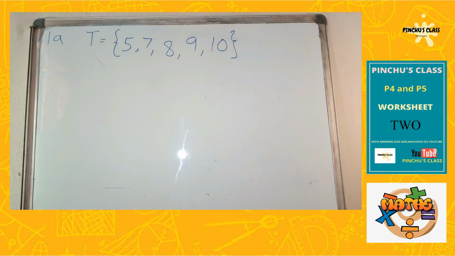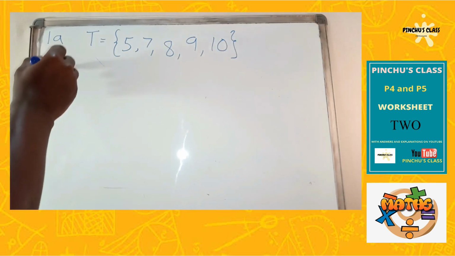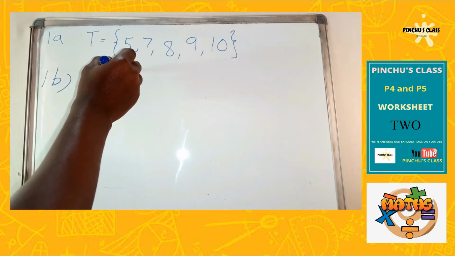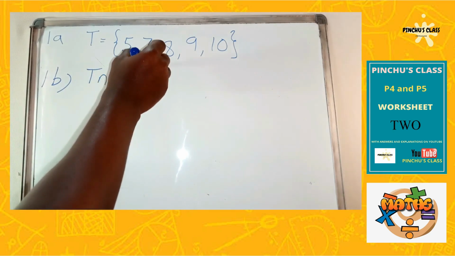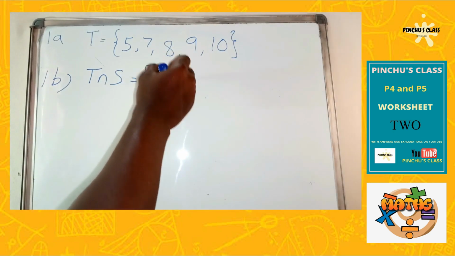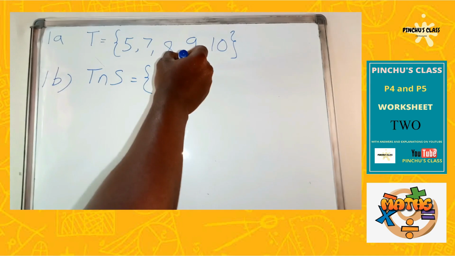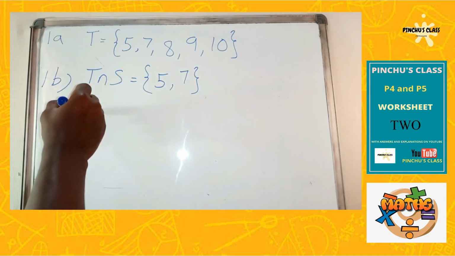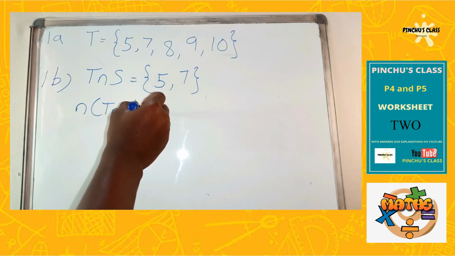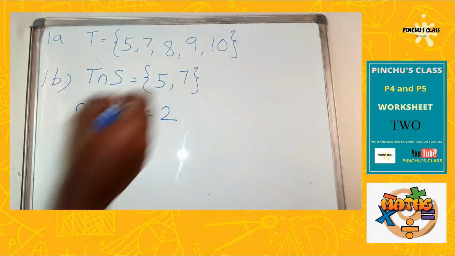That is number 1A. Then number 1B, they have told us to find the number of elements in set T intersection S. So what we're going to do is first list the members in set T intersection set S. And we shall have 5 and 7. Because we have 5 and 7, therefore our number of elements in set T intersection S is going to be 2.